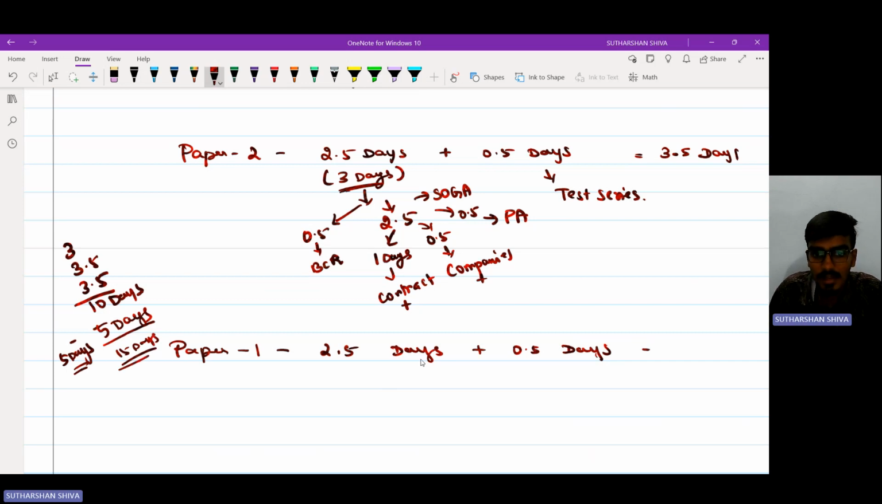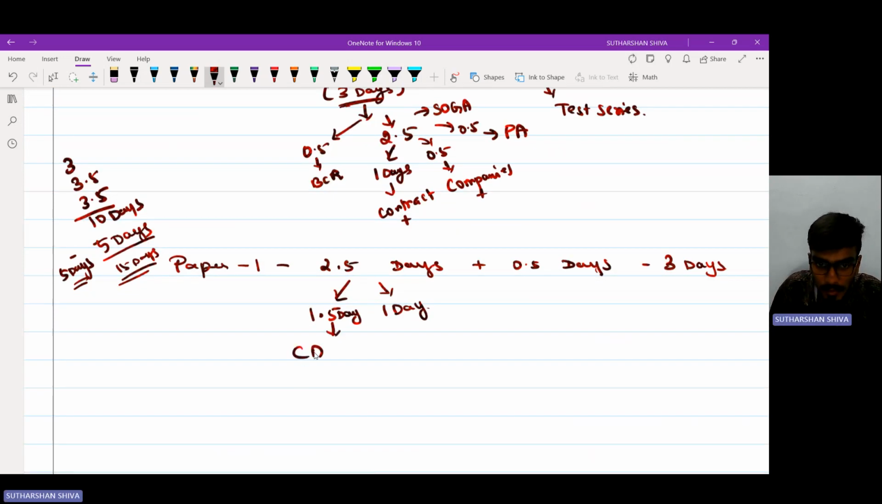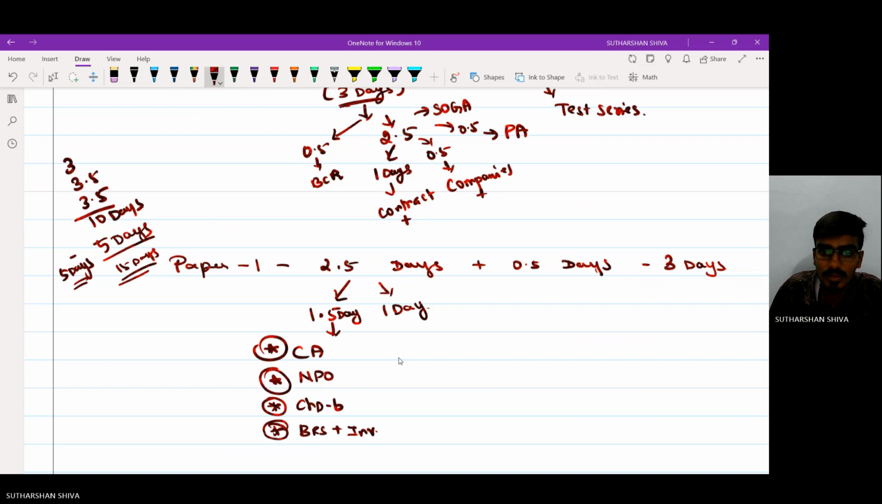So in these days, how are we going to give? The same plan we are going to do. This 3 days, first complete. I will separate it as 1.5 days and 1 day. In these 1.5 days, do the topic company accounts, the most important topic. Then do the topic not for profit organization. Do chapter 6, and do BRS plus inventories. Okay, in the next 1 day, do final accounts.